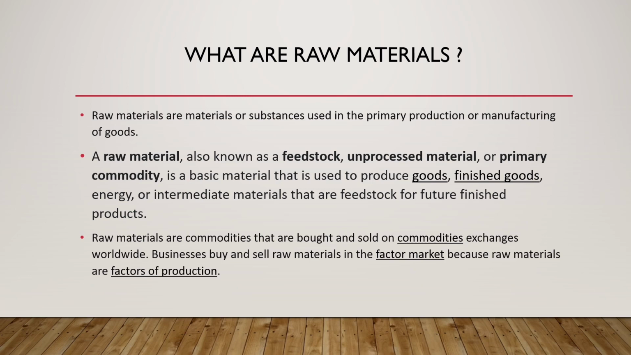Materials. First, a raw material is a substance used in the primary production or manufacturing of goods. Second, a raw material, also known as a feedstock, unprocessed material, or primary commodity, is a basic material that is used to produce goods, finished goods, energy, or intermediate materials that are feedstock for future finished products. Lastly, raw materials are commodities that are bought and sold on commodities exchanges worldwide. Businesses buy and sell raw materials in the factor market because raw materials are factors of production.